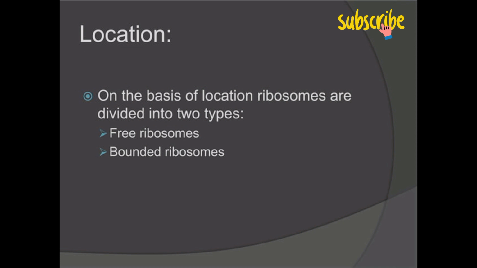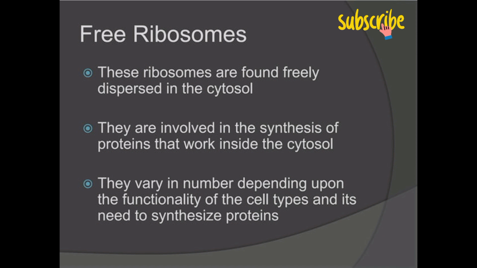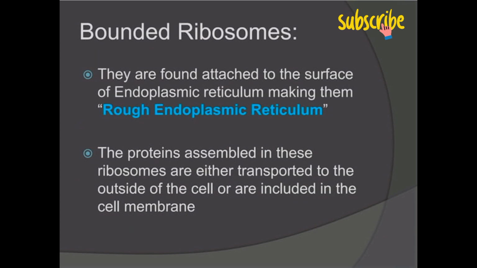On the basis of location, ribosomes are divided into two types, free ribosomes and bound ribosomes. Free ribosomes are found freely dispersed in the cytosol. They are involved in the synthesis of proteins that work inside the cytosol. They vary in number depending upon the functionality of the cell type and its need to synthesize protein. Bound ribosomes are found attached to the surface of the endoplasmic reticulum, making it rough endoplasmic reticulum. The proteins produced by bound ribosomes are either transported outside the cell or included in the cell membrane.